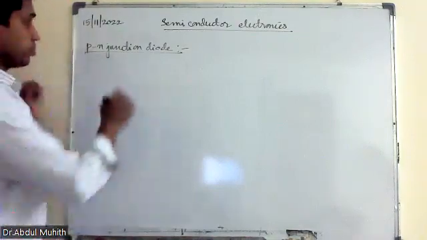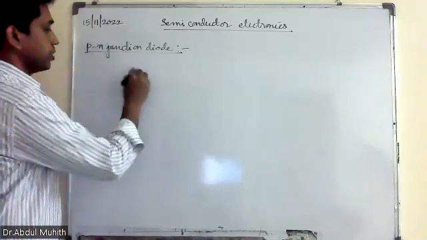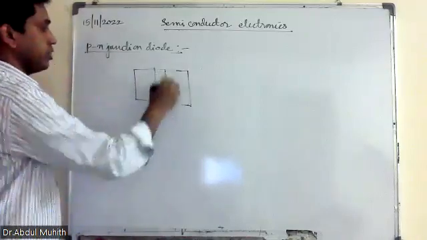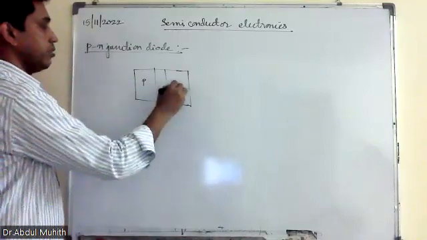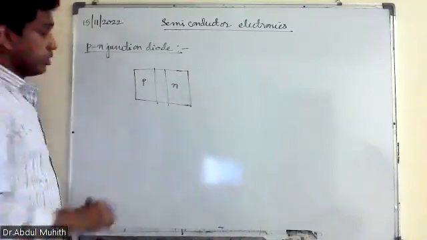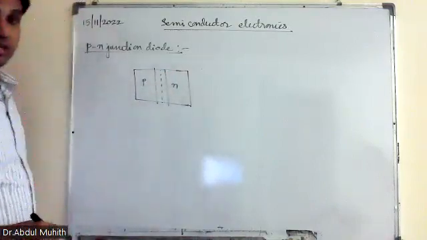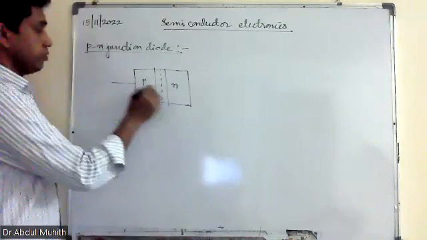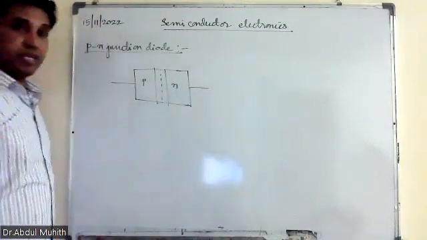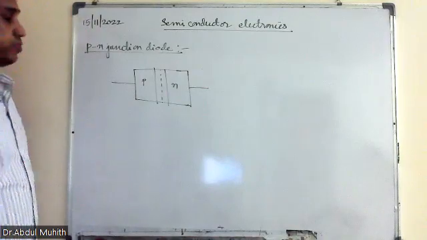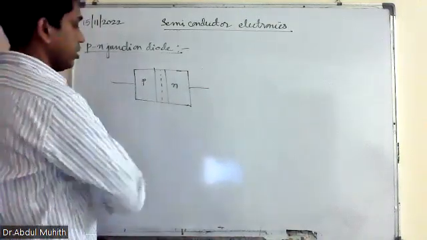Now, you know what is P-type substrate and N-type substrate. When a P-type substrate and an N-type substrate come together, they form a junction. They form a diode. These are the two terminals. So we have P-type substrate and it's brought very close to N-type substrate. Then that is known as a PN junction diode.